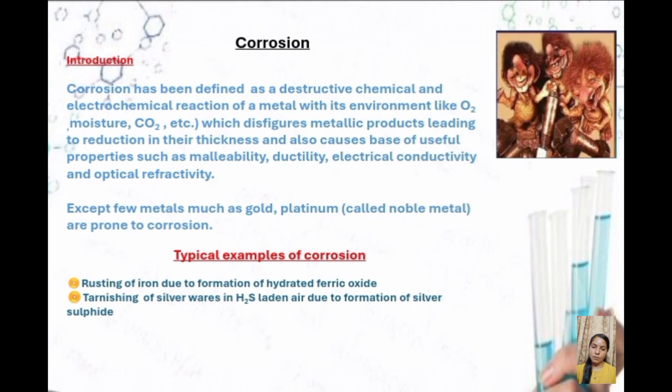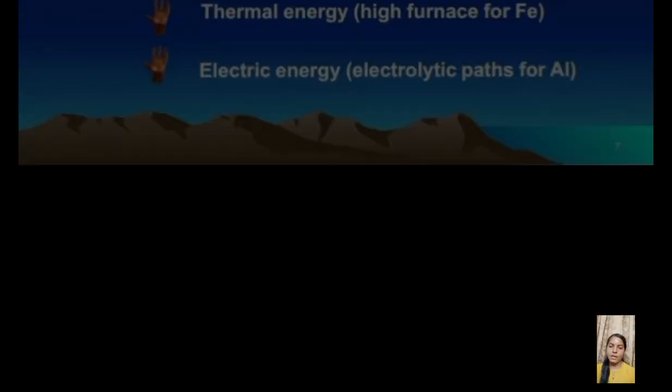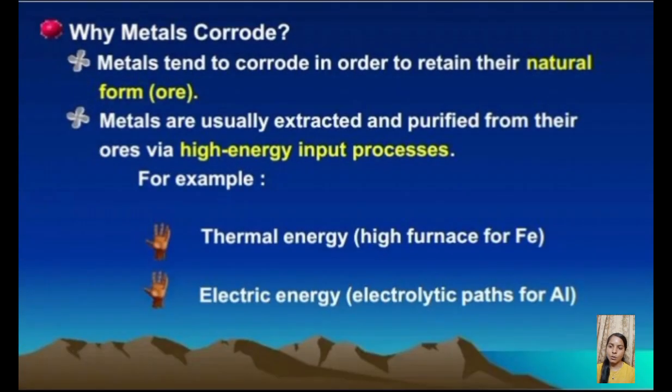Typical examples of corrosion are rusting of iron due to formation of hydrated ferric oxide and tarnishing of silverware in hydrogen sulfide laden air due to formation of silver sulfide. Now let us see why metals corrode.